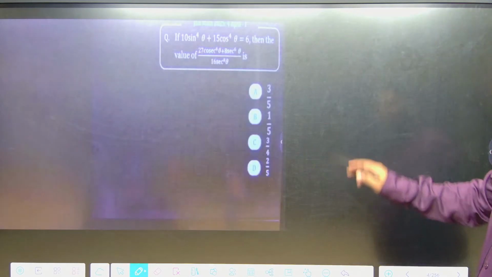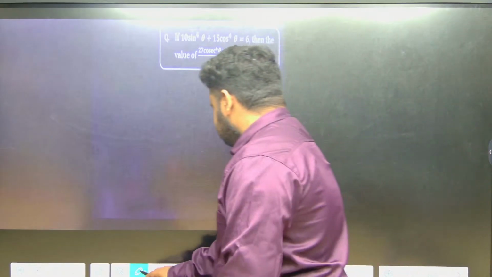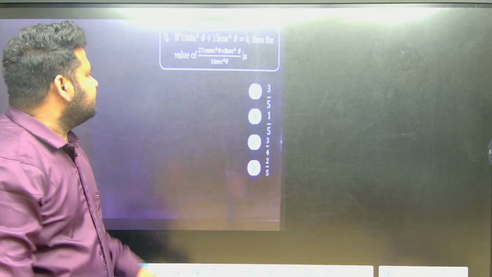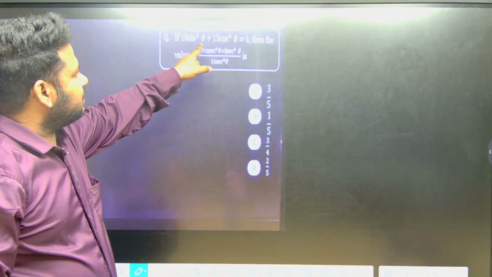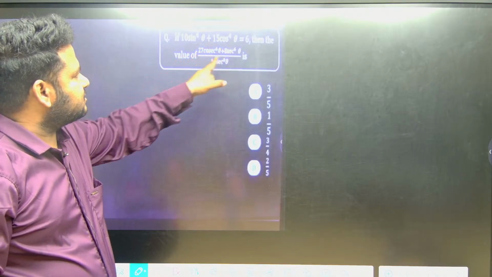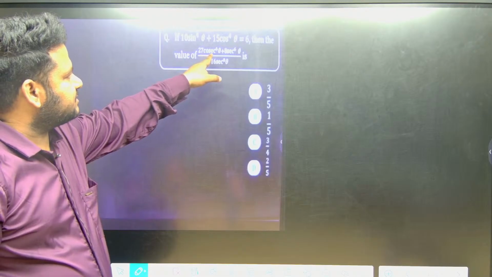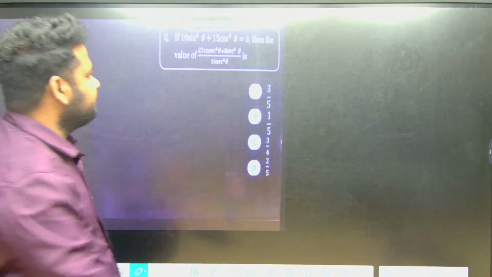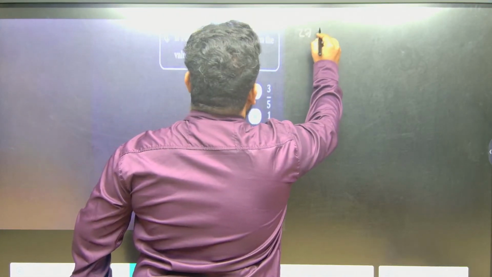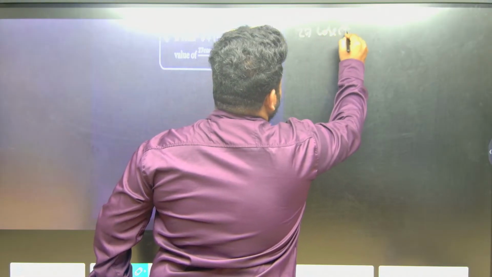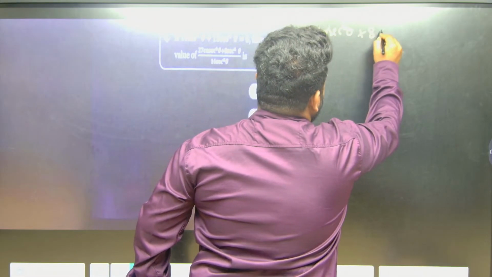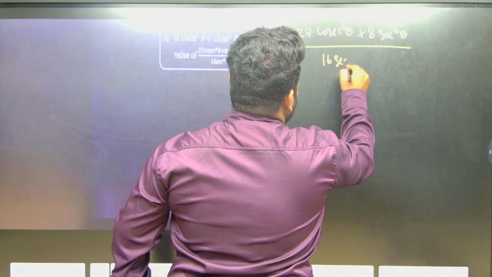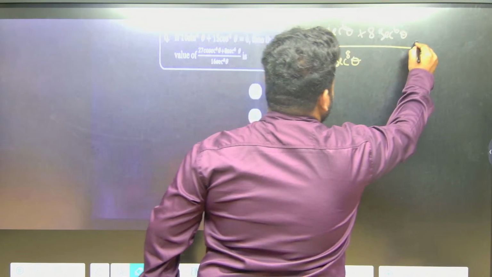So see, this is the question we are having, JEE Main 2025 April session. They are asking, if 10 sin power 4 theta plus 15 cos power 4 theta is equal to 6, then the value of 27 cosec power 6 theta plus 8 sec power 6 theta divided by 16 sec power 8 theta is equal to what? They are asking the value of this.